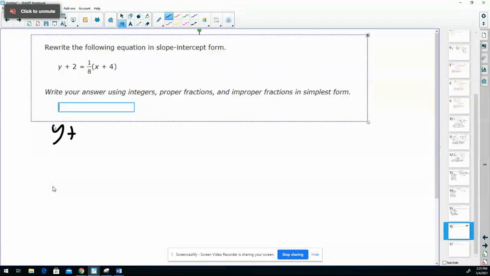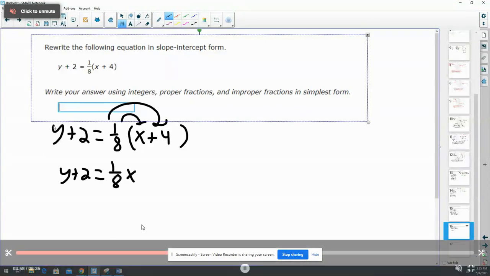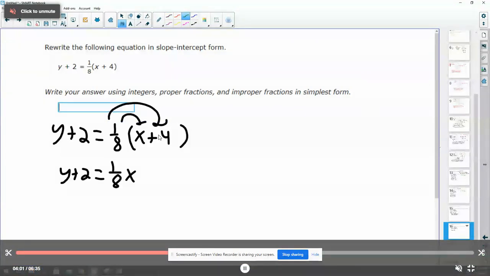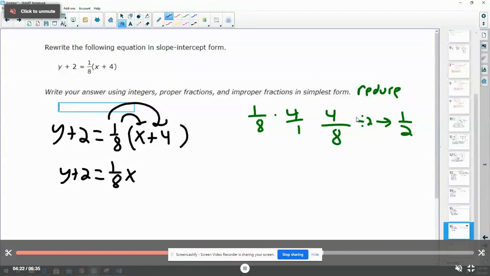Okay, y plus 2 equals 1/8 x plus 4. Or 1/8 times x plus 4, I should say. Distribute the 1/8. So we'll get y plus 2 equals 1/8 x. Now 1/8 times 4, here we're going to be a little bit careful. So 1 over 8 times 4 over 1. 1 times 4 is 4. 8 times 1 is 8. This reduces to 1/2. So we have to divide by 2. And that'll give us 1/2. It's not 2. 8 over 4 would be 2. 4 over 8 is 1/2.